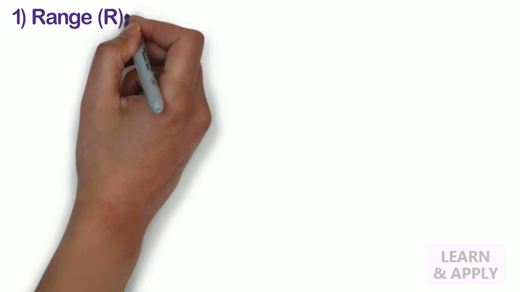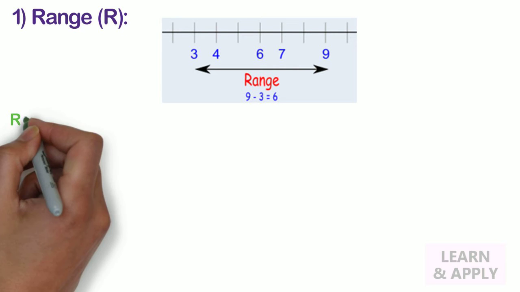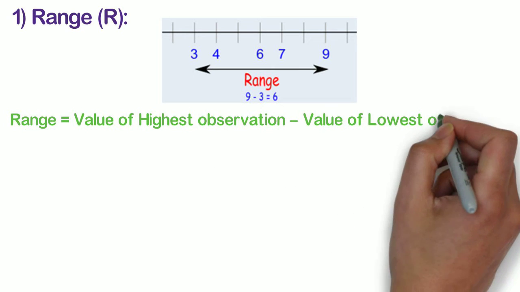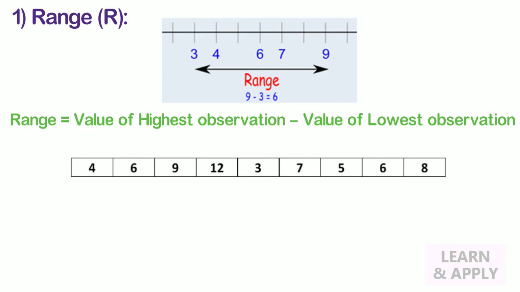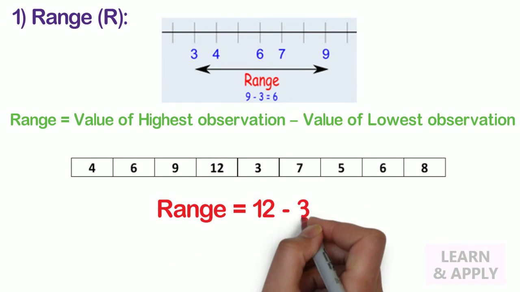1. Range, denoted by R. It is defined as a difference between highest and lowest observed values. That is, range is equal to value of highest observation minus value of lowest observation. For example, let's calculate the range for this data. Range is equal to 12 minus 3, which is equal to 9.